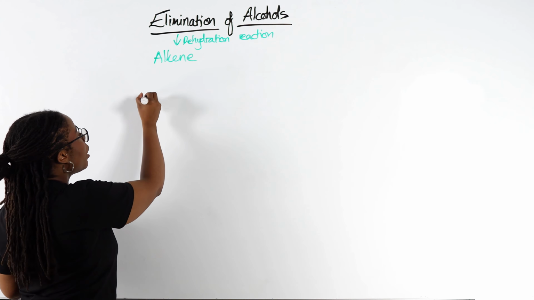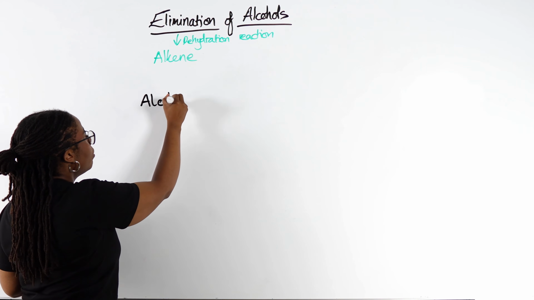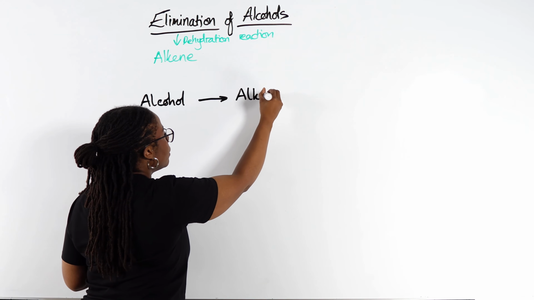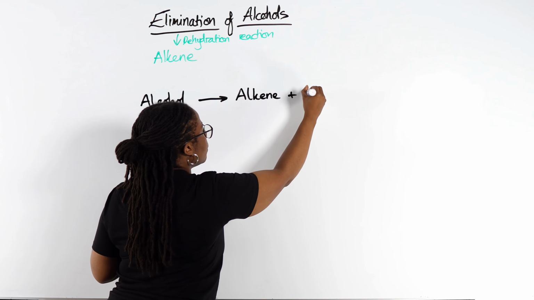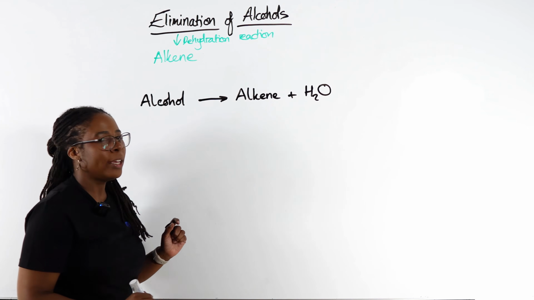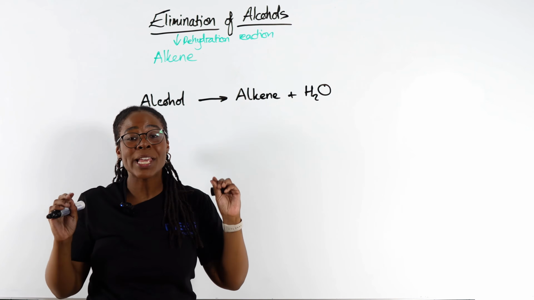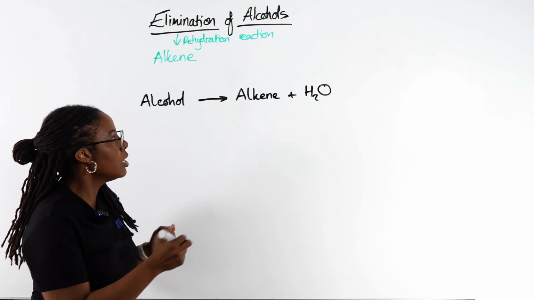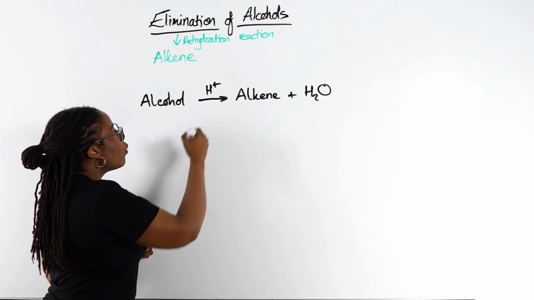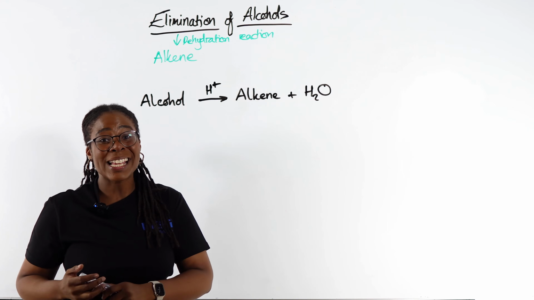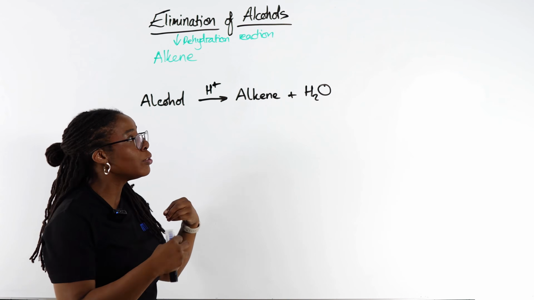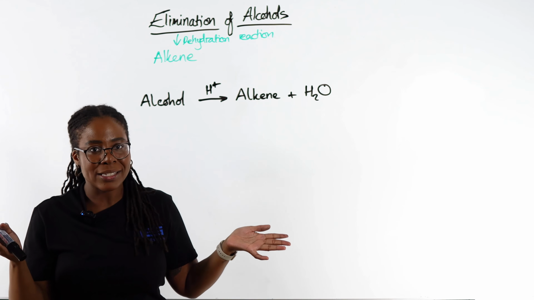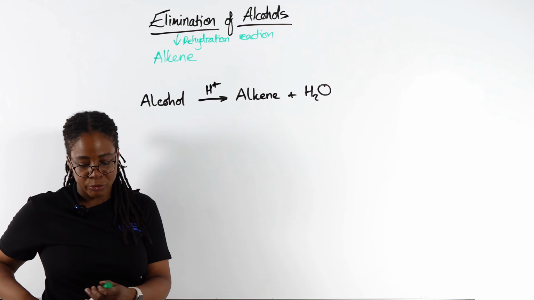So our general equation would be an alcohol, and that's going to give us an alkene plus water. You might think, how do we do that? What do we use? Our reagent is a concentrated acid. I'm going to put H+ over the arrow, and that's because this is actually a catalyst. It's going to be used in the beginning, but it's going to be regenerated by the end of the reaction. So it hasn't actually been used up. It's just speeding the reaction up.